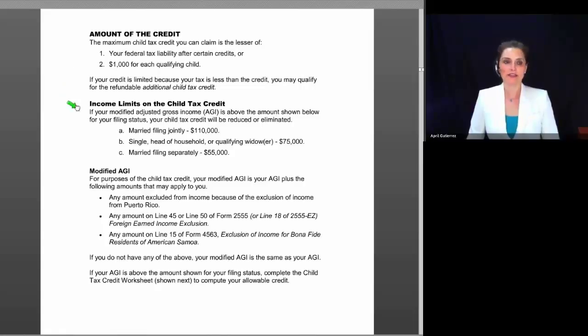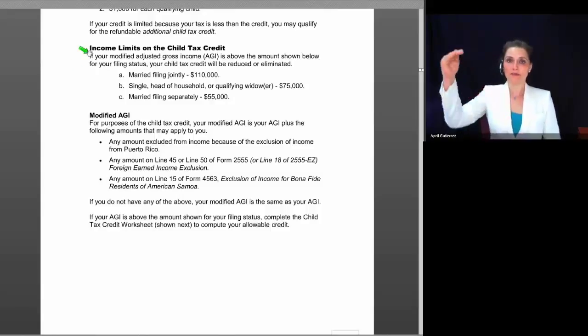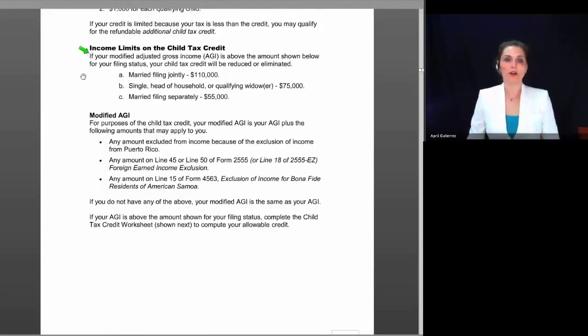There are income limits on the child tax credit, and to my knowledge, these have not been adjusted for inflation since the child tax credit was first introduced way back in 1998. So I'm gradually seeing, at least with my clientele, people are moving away from the credit and that fewer and fewer percentage-wise of my clients are qualifying for it because over time incomes are rising, but as far as I can tell, there's been no indexing for inflation on the child tax credit.